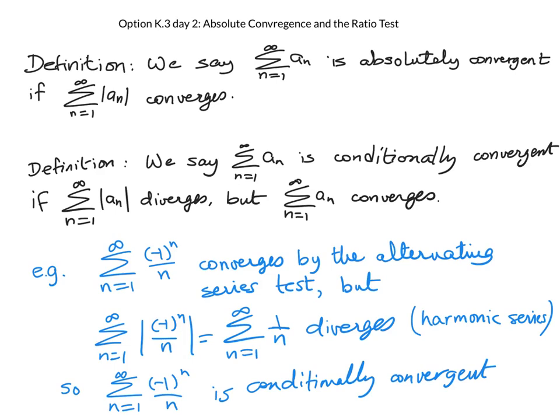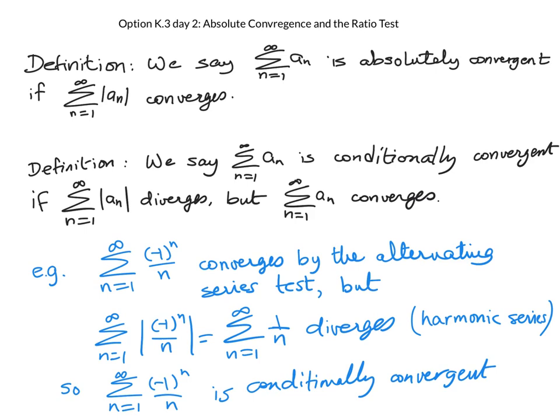So today we're going to learn about absolute convergence and the ratio test. I first need to define what absolute convergence means. We say that a series, sigma as n goes from 1 to infinity of an, is called absolutely convergent if the series involving all of the absolute values of those terms converges.